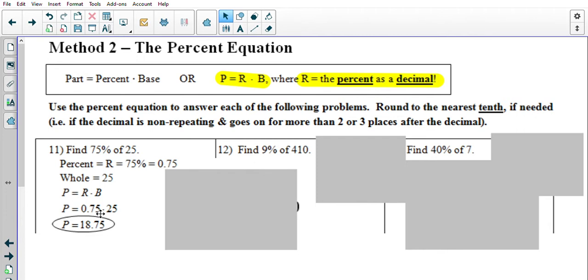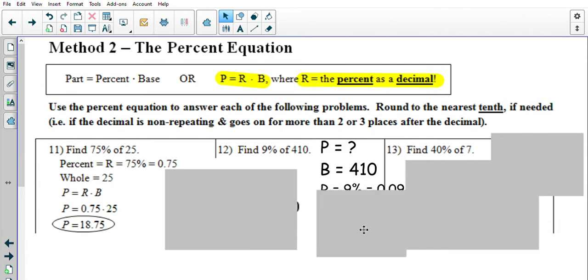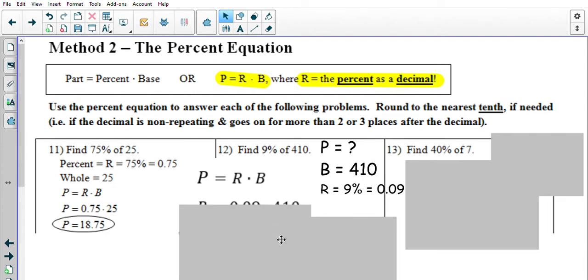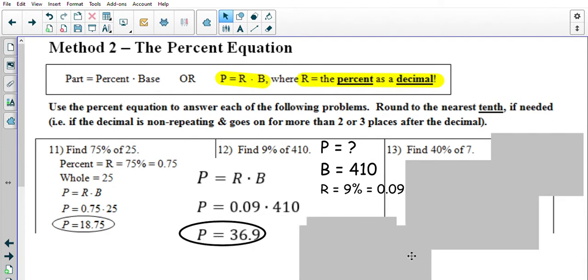So number 12, find 9% of 410. So 410 is my base, clearly, out of 410. 9% as a decimal is 0.09, and that's R. So P equals R times B is going to be P equals 0.09 times 410, which will get us 36.9.